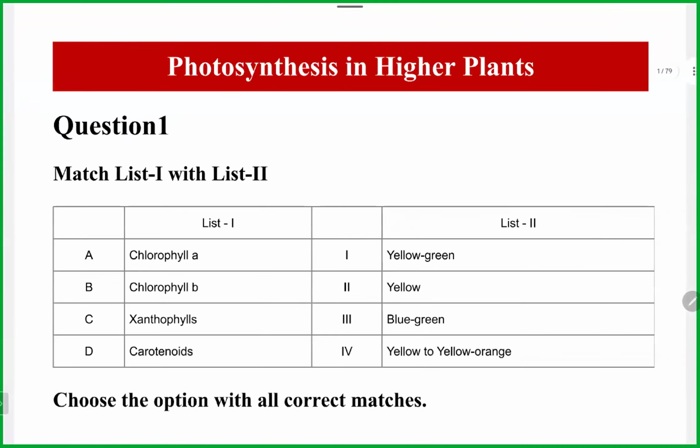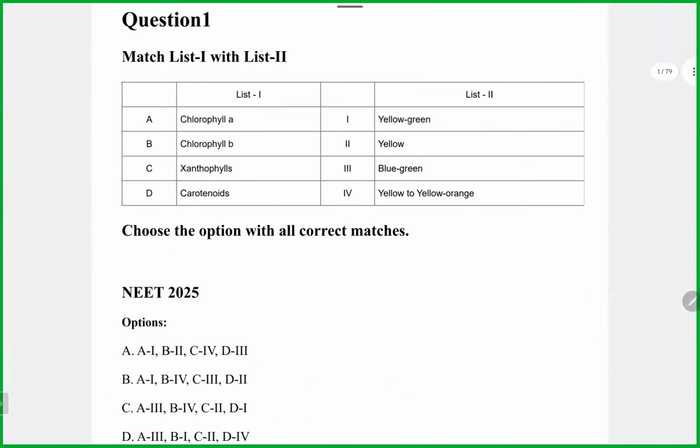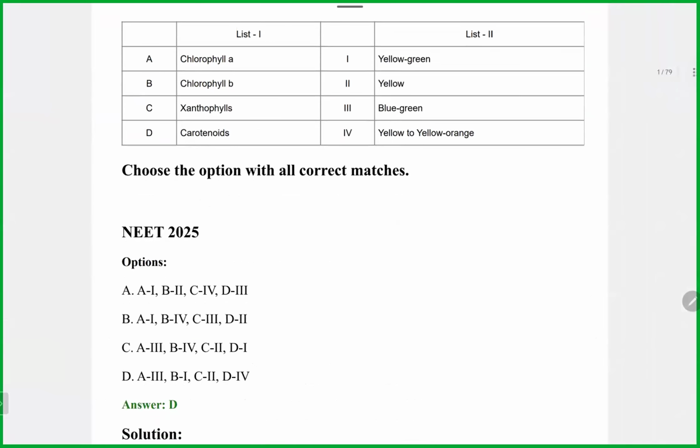Any doubt? Color of these four. Two times the same question was asked, so that's why it is important. And we'll do this again if you don't understand.